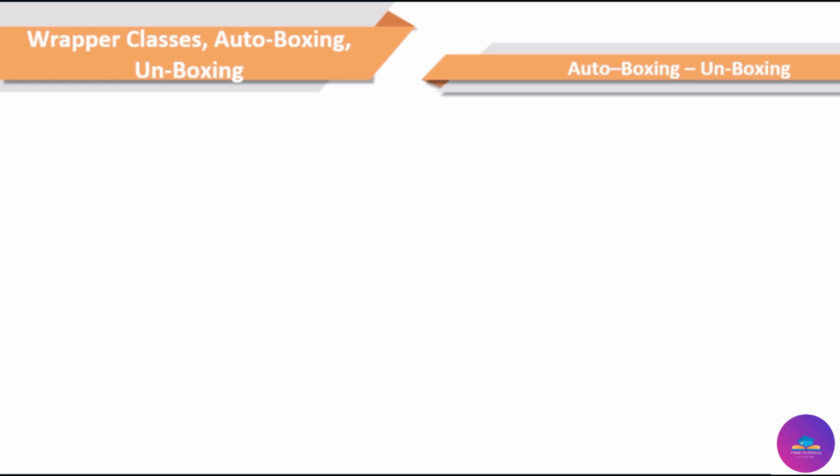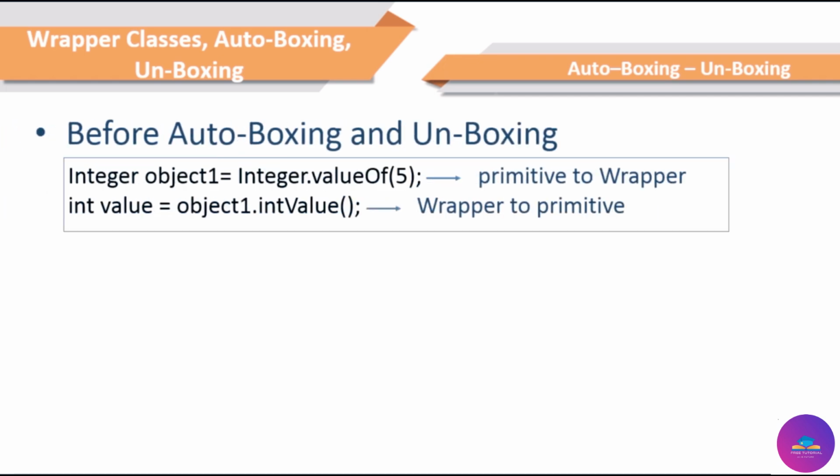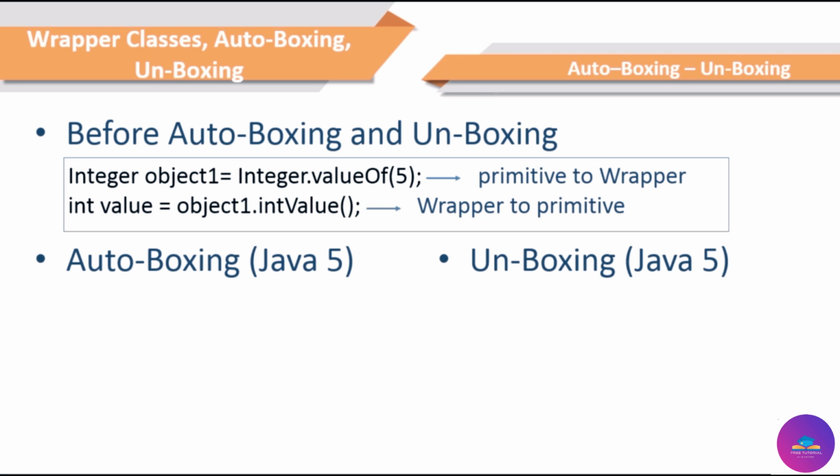Autoboxing, unboxing. Now, before autoboxing and unboxing, type conversion was being done manually, as you saw on the previous slide. But since Java 5, the whole process happens automatically without having to write any code for conversion. Saves a whole lot of time, frees up your brain for other stuff. Java provides two features called autoboxing and auto-unboxing. Okay? So let's have a look, see what they are.